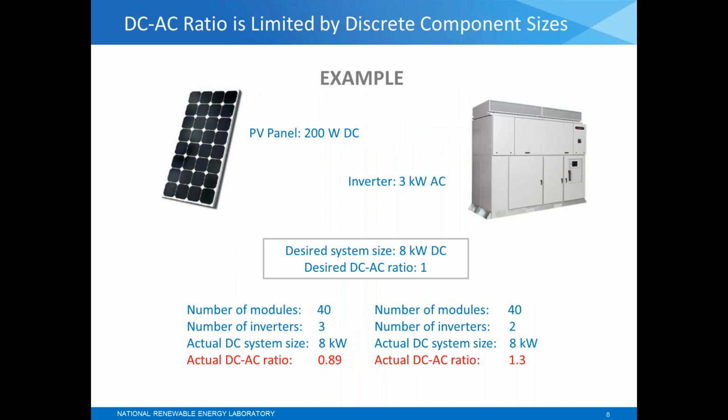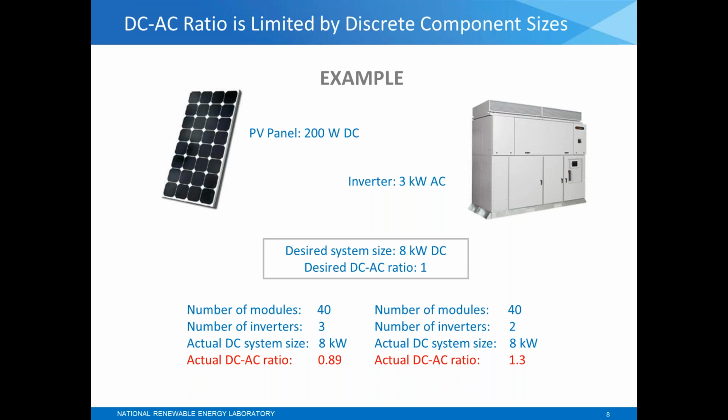One point that I want to make before I jump into SAM is about the DC to AC ratio itself. This is a point of frequent confusion, especially when people are trying to use automatic sizing in SAM, which I'll show as well. But the DC to AC ratio is not a continuous set of options. For any given system, you are looking at a discrete set of options, which are limited by the PV panel size of the PV panel that you've chosen and the inverter size, right? Because those are discrete objects. You can't have half a PV panel or a third of an inverter.